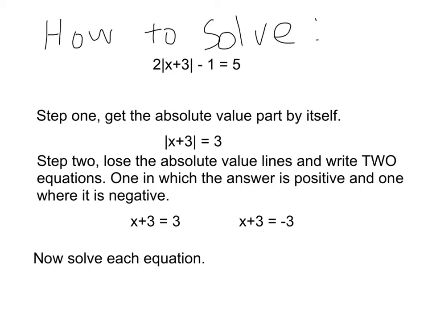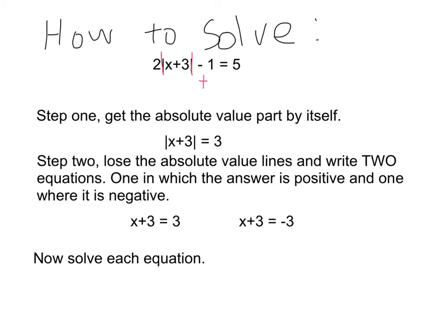Alright, so how to solve an absolute value. Step 1, you need to get the absolute value part by itself. So everything between the absolute value sign lines, you need to get everything that's outside of that away. So in this case, that would be the 2 and the minus 1. Well, do your normal stuff.